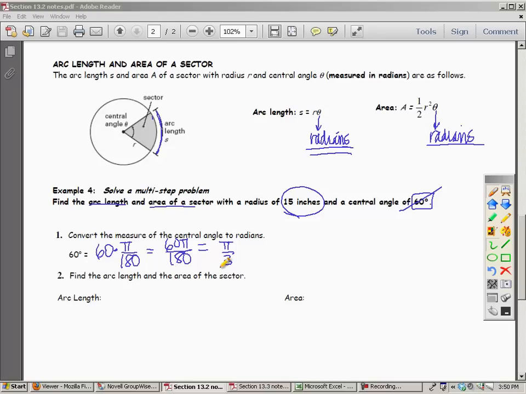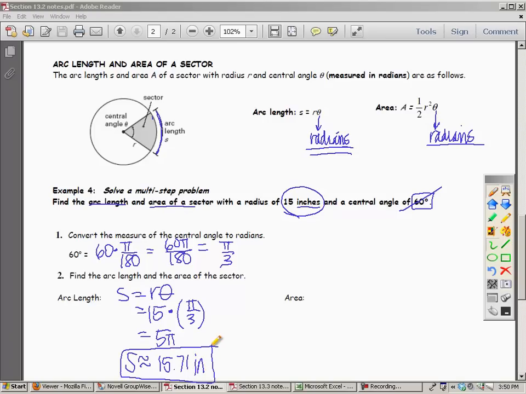Okay, so we take pi over 3 and we stick it in our arc length formula. So arc length, we know, is the radius times our angle. So my radius is 15. My angle now is pi over 3. So if I multiply these, you end up getting 5 pi. But truthfully, we don't know what 5 pi means in terms of a distance, so I'm actually going to take a decimal here. And the arc length is approximately 15.71. Now you need a label. Because our radius is in inches, we're going to say the distance around the circle, or the arc length, is also in inches.